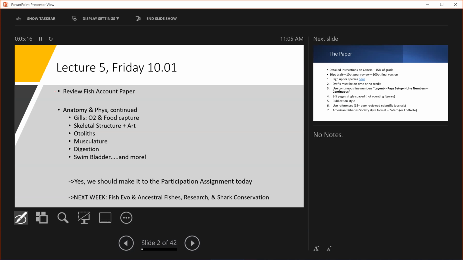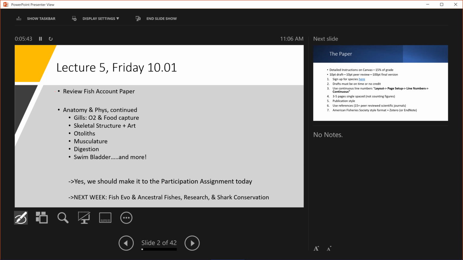So today, I want to review the fish account paper, which is going to be due on October 13th. I want to finish up anatomy and physiology. Today will be the last day for that. And then we'll get into some different stuff, more evolution, conservation type themes, which I think you're waiting for. Yes, I will make it to the participation assignment today. A lot of you asked me, there was none for the last lecture because I didn't get to it.